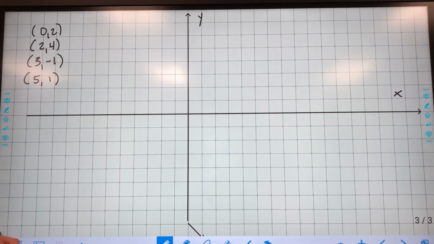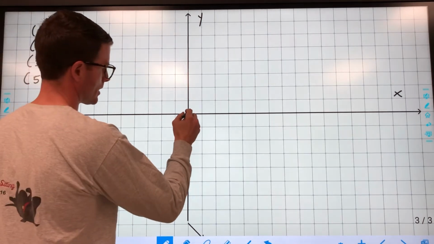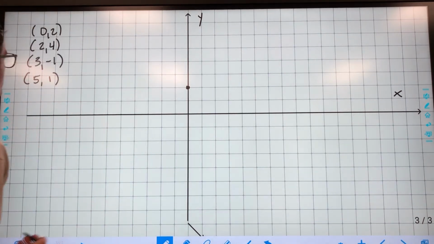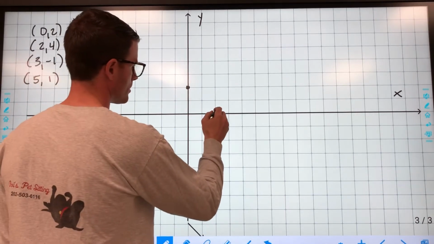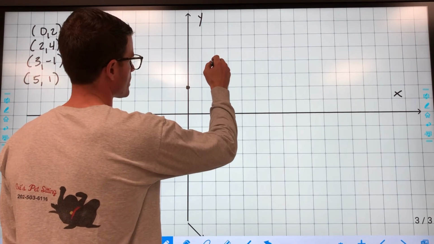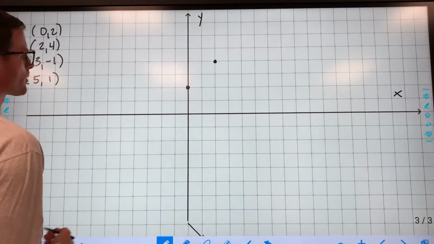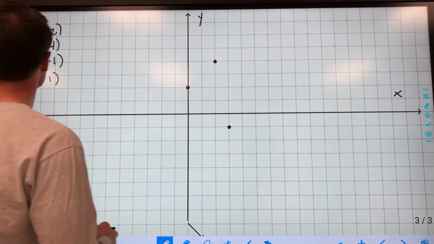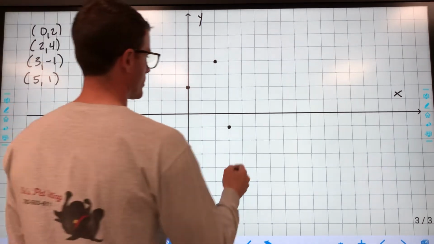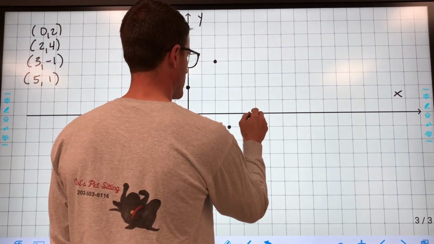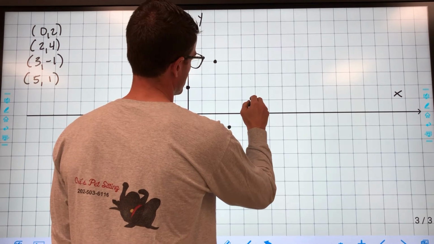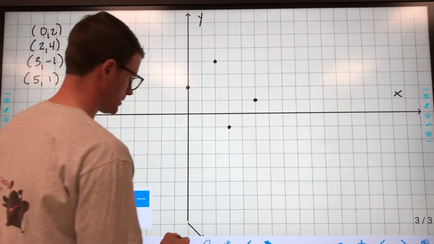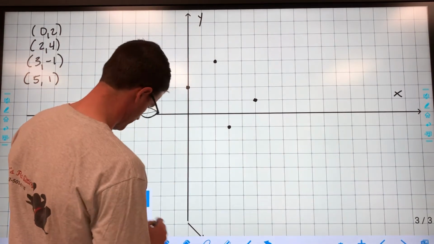Here we go. Let's graph 0, 2. All right, so 0 and 2 is going to be right here. All right, 2, 4. 1, 2, 1, 2, 3, 4 is here. 3, negative 1 is going to be here. And 5, 1 is going to be 1, 2, 3, 4, 5, 1 here. Hopefully this works. And I can do this and this. We'll go blue.